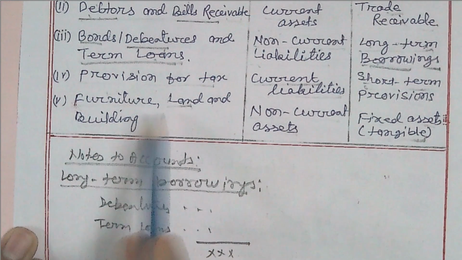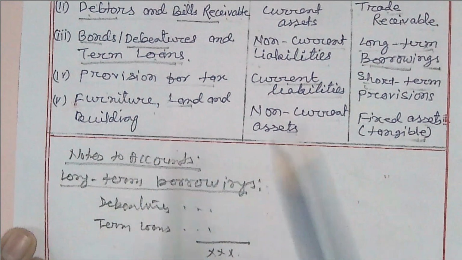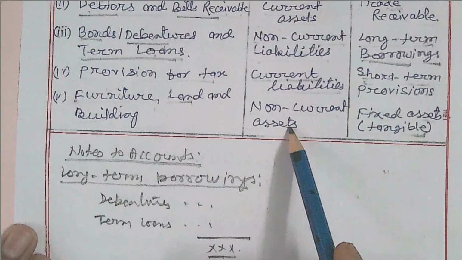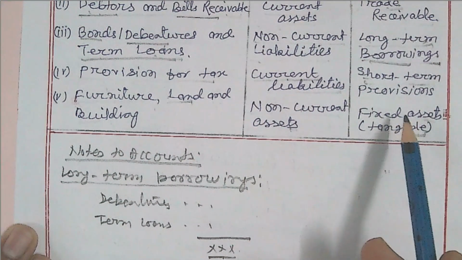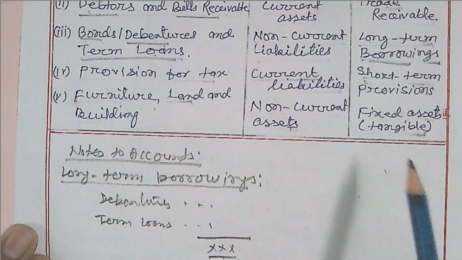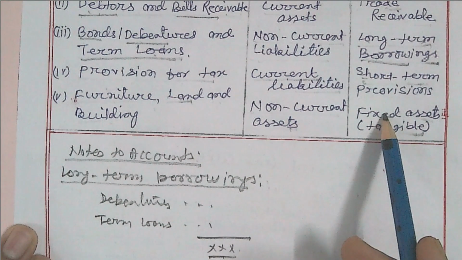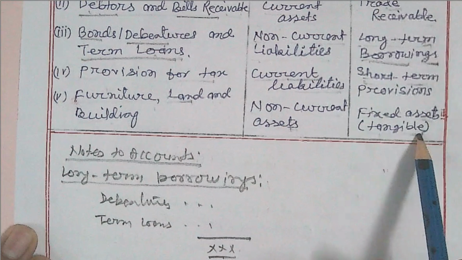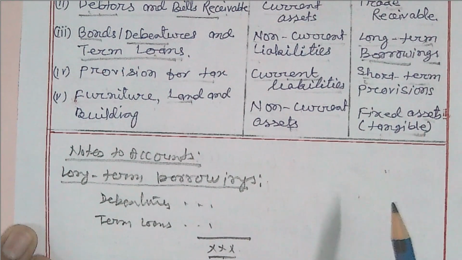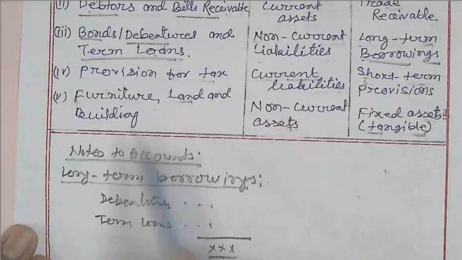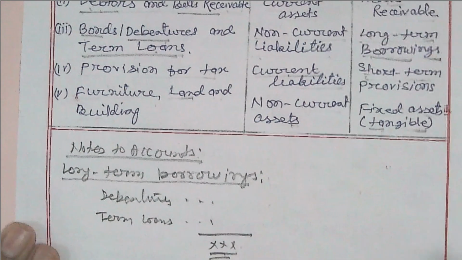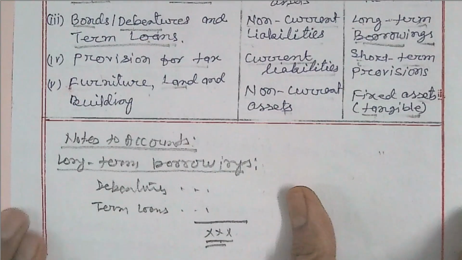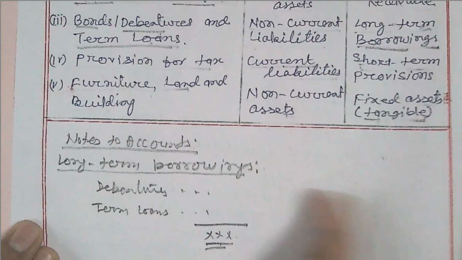Furniture, land and building: this is your non-current asset, major head and minor head. It is under the subhead fixed assets, and under fixed assets again there is a sub-subhead, that is tangible assets and intangible assets. Here this is tangible. Okay students, in this way we have to study the balance sheets and understand them.